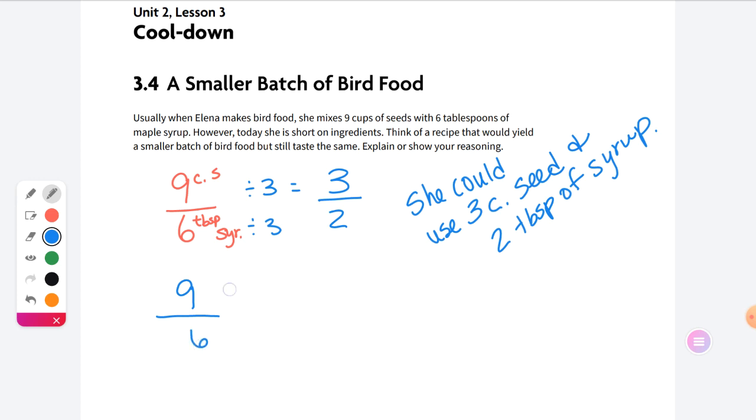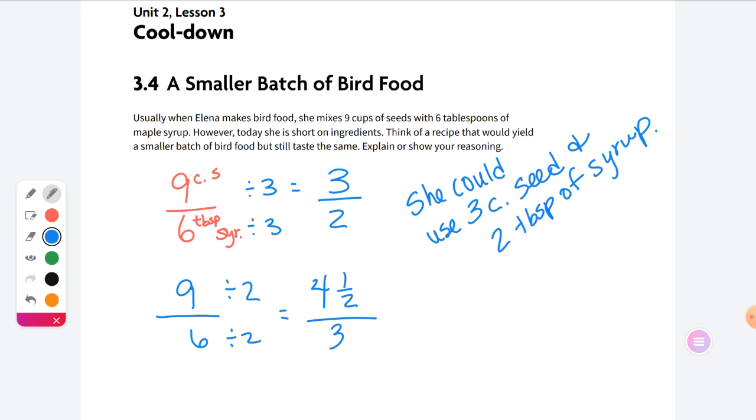Could I do this? Yeah. No. What is 9 divided by 2? 4.5, right? 4.5 over what's 6 divided by 2? 3. Sometimes those make sense. Sometimes they do not. Let's put it in the context of this problem. What is my label for 4.5?